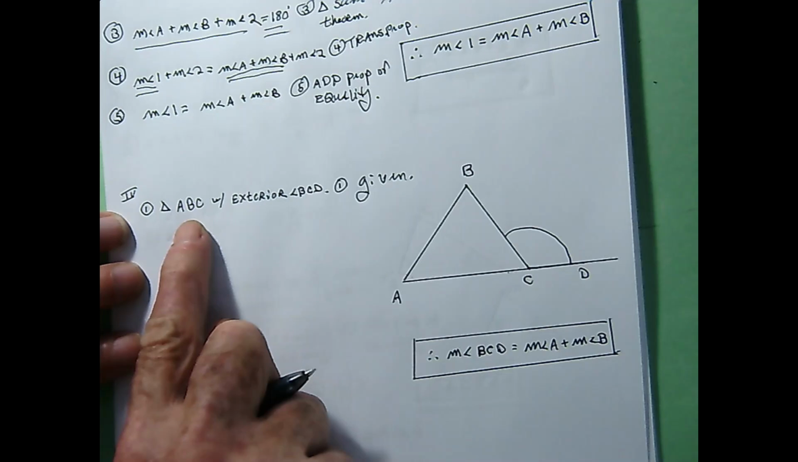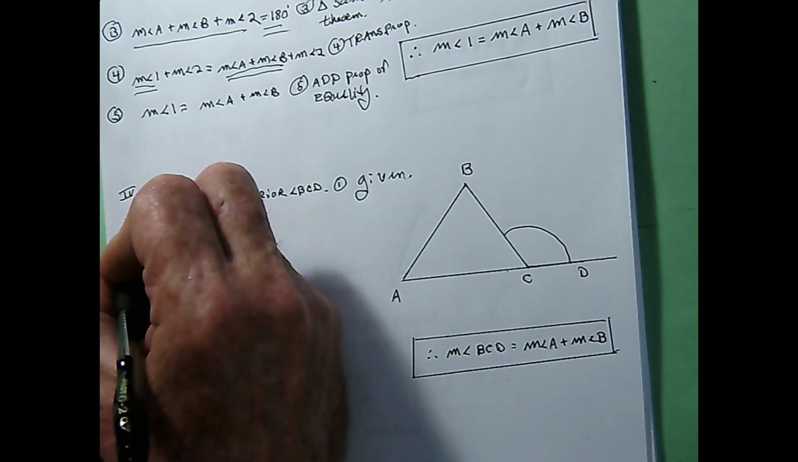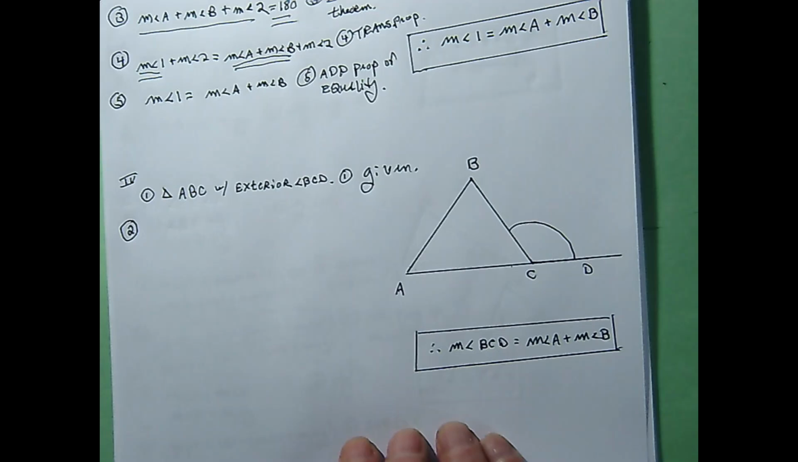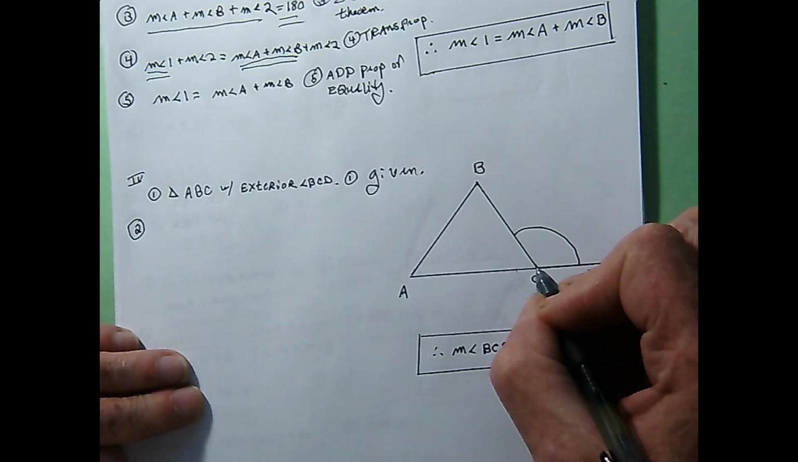We're going to do this differently. I'm going to use the parallel postulate. You've heard me talk about the parallel postulate. Through C, show CD parallel to AB. I think I can do that.